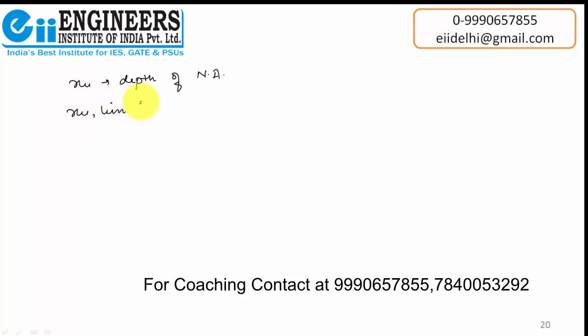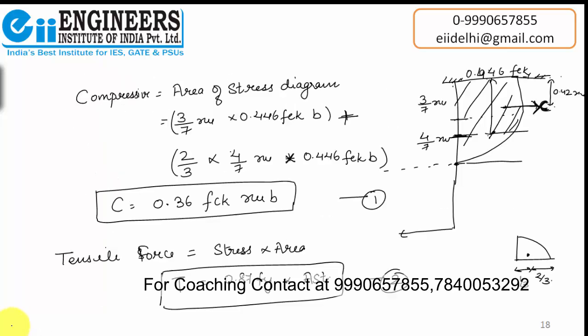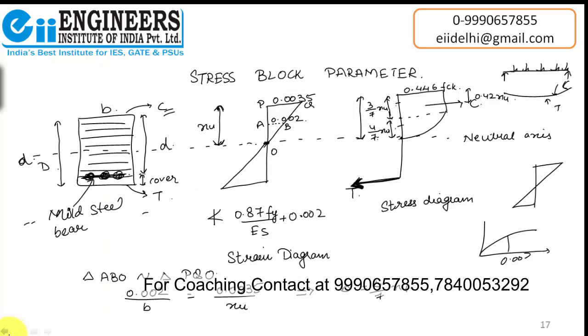Well, let's talk about the limiting depth of neutral axis. In every material or every structure there is one limiting value. That limiting means maximum value. There will always be a maximum value of this neutral axis depth. To find that neutral axis depth value, we need to again consider this strain diagram and the similar triangle values.